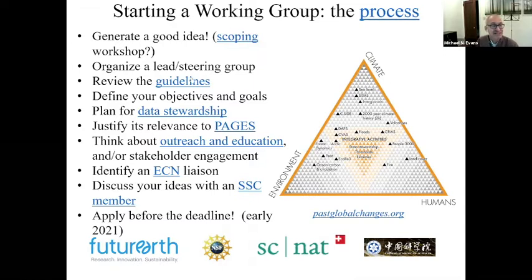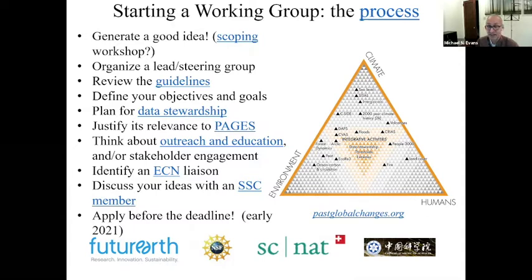Then review the guidelines for starting a working group and proposing a working group. Define your objectives and goals for the working group. You also need to plan for data stewardship. So if you're going to generate or otherwise reorganize, create a new data product, and by data I mean everything from raw observations gathered into a database to, say, simulations, then you need to plan for how you're going to curate that data and make it available to others in PAGES.